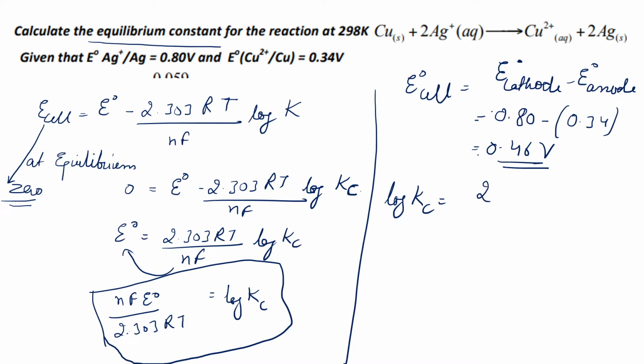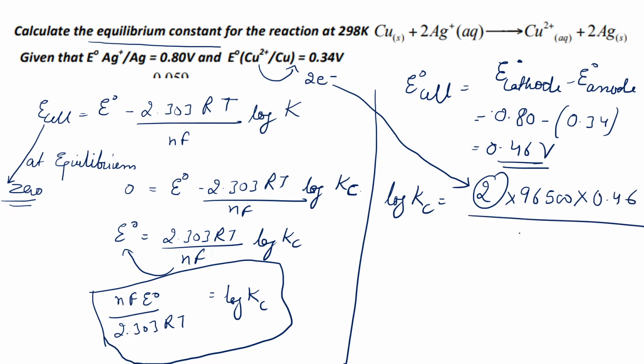Now substituting the values in the modified equation, N is 2, because the copper 2 plus ions will take 2 electrons to convert into copper. Therefore we are taking N equal to 2. So 2 into F, that is 96500, the Faraday constant, multiplied by E naught, that is 0.46, divided by 2.303 into 8.314 into temperature, that is 298 Kelvin. We get a value of 15.59 for log Kc.